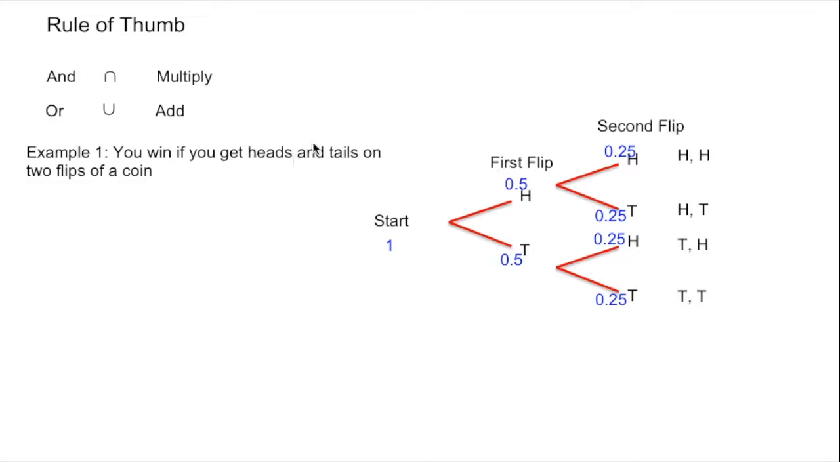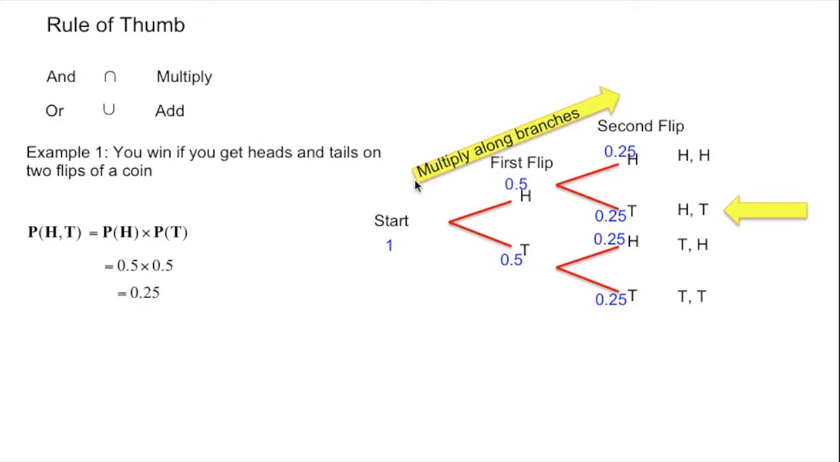You win if you get heads and tails on the two flips of the coin. If you get heads, then you get tails. So we're talking about this one. The probability of heads, tails is equal to the probability of getting heads on the first flip, which is a half, times the probability of getting tails on the second flip, which is a half. So a half times a half is a quarter, which is equal to 0.25. That's why we multiply along the branches. We multiply this way. Later on, we're going to see that we add that way.